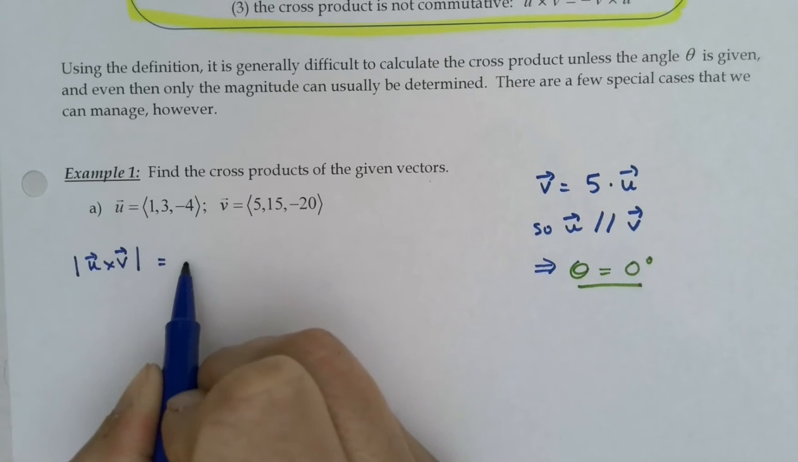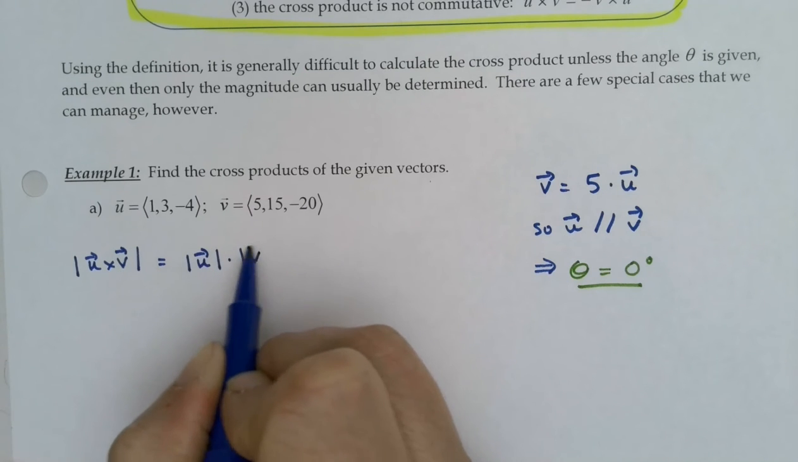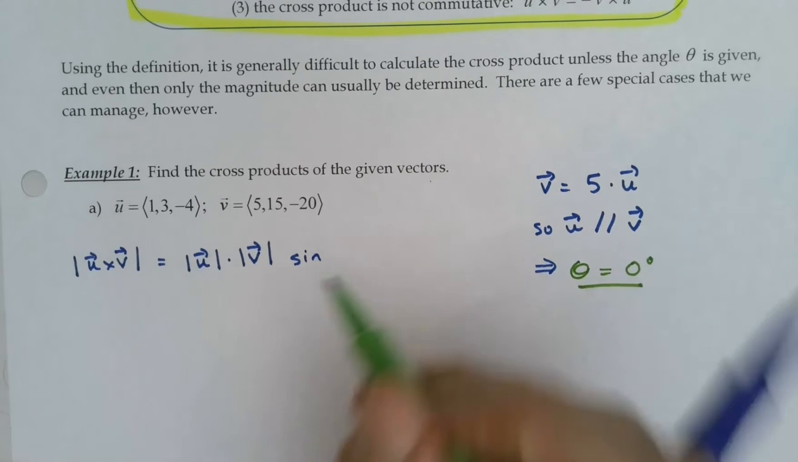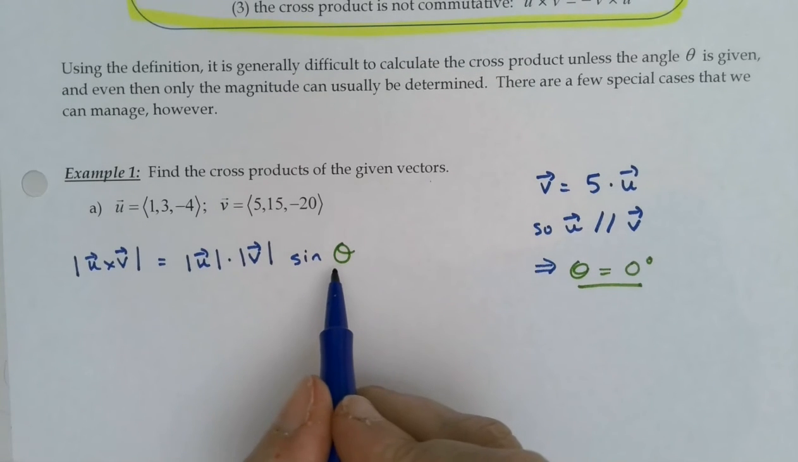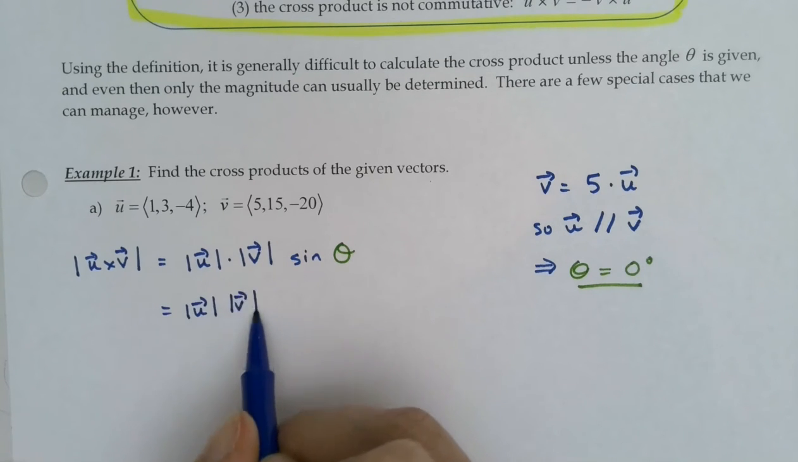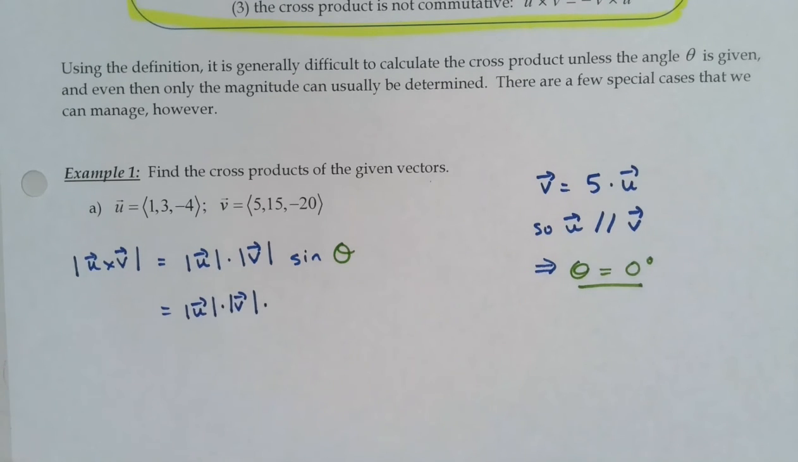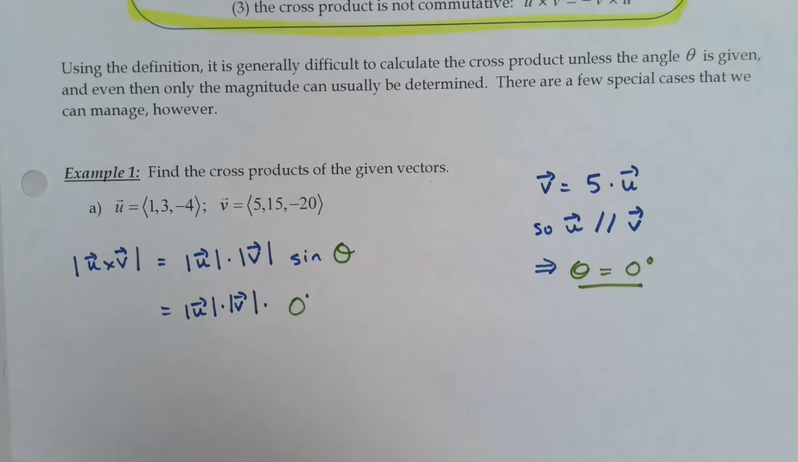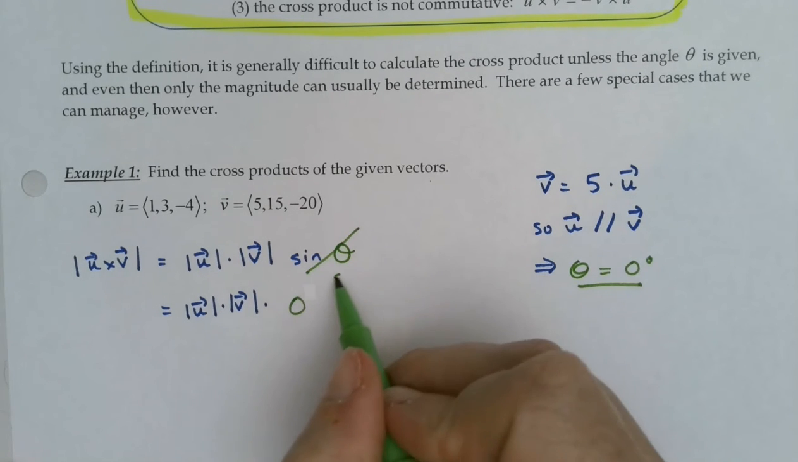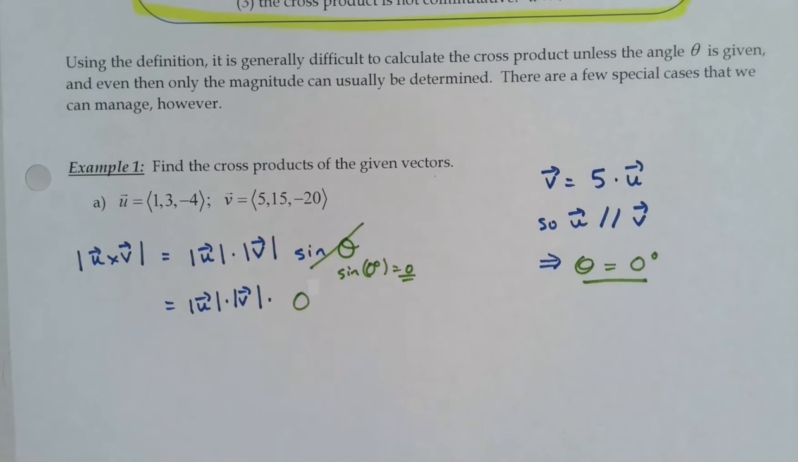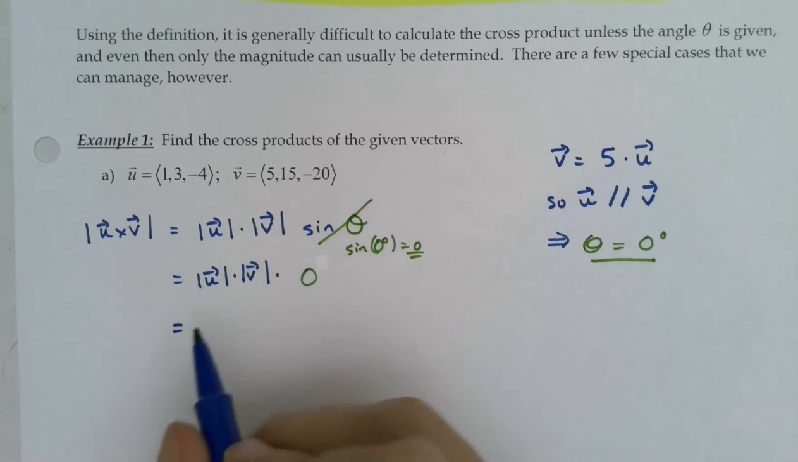Interesting. So if we use the formula up above, the magnitude of u cross v is equal to the magnitude of u times the magnitude of v times the sine of theta. But we just determined that theta is equal to 0. So it doesn't actually matter what the magnitudes of u and v are, because I know that this part right over here is 0, because the sine of 0 is 0. Here, let me make a note. Sine of 0 degrees equals 0. And therefore, I know that the magnitude of u cross v is equal to 0.